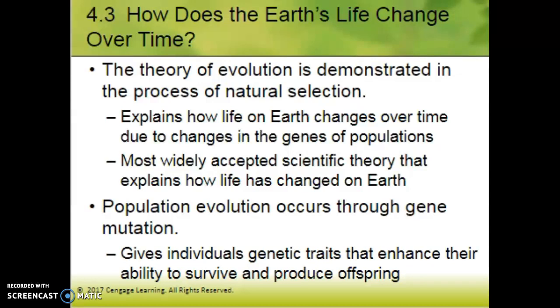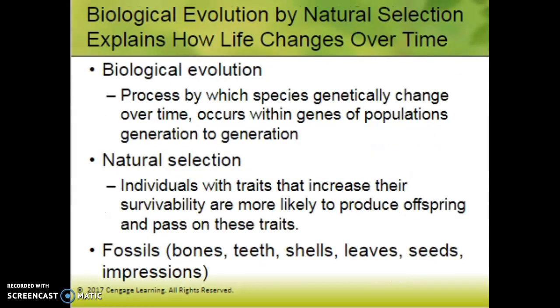Population evolution occurs through gene mutation. I like to say to my freshmen that mutation provides the raw materials for evolution. Mate choice and survival drives natural selection. So don't confuse natural selection and evolution. Evolution just means things are changing over time. Natural selection is going to be, do you survive and make babies?